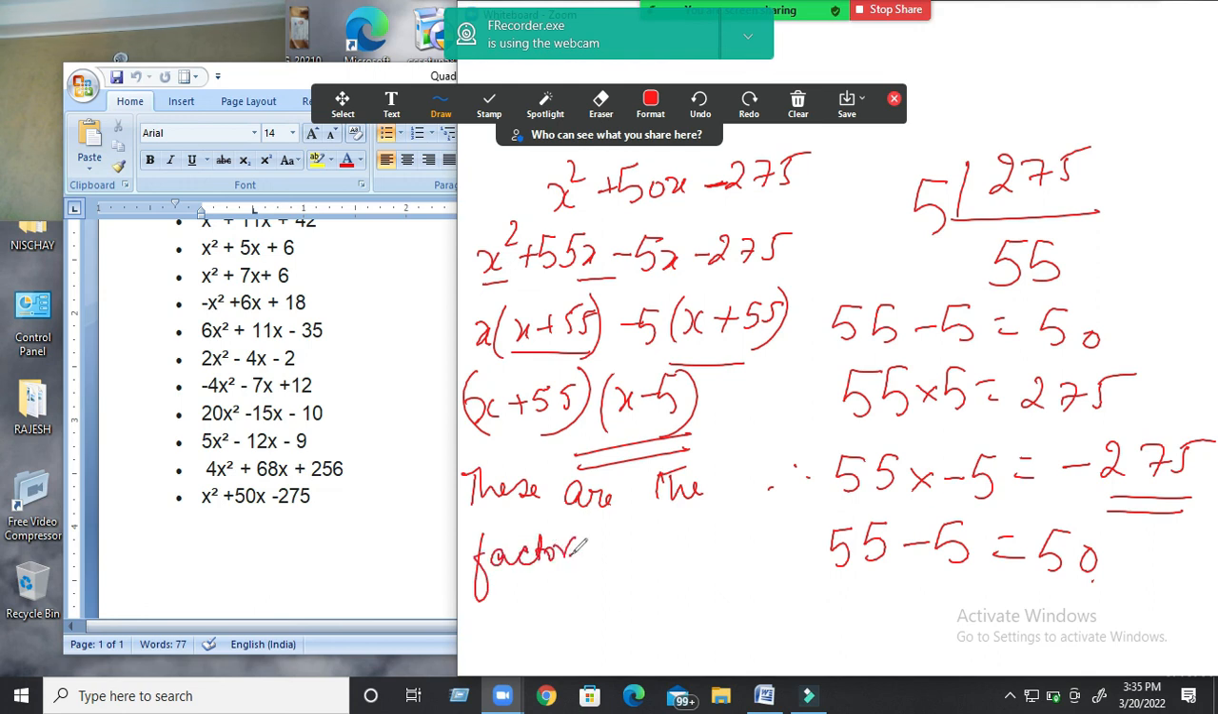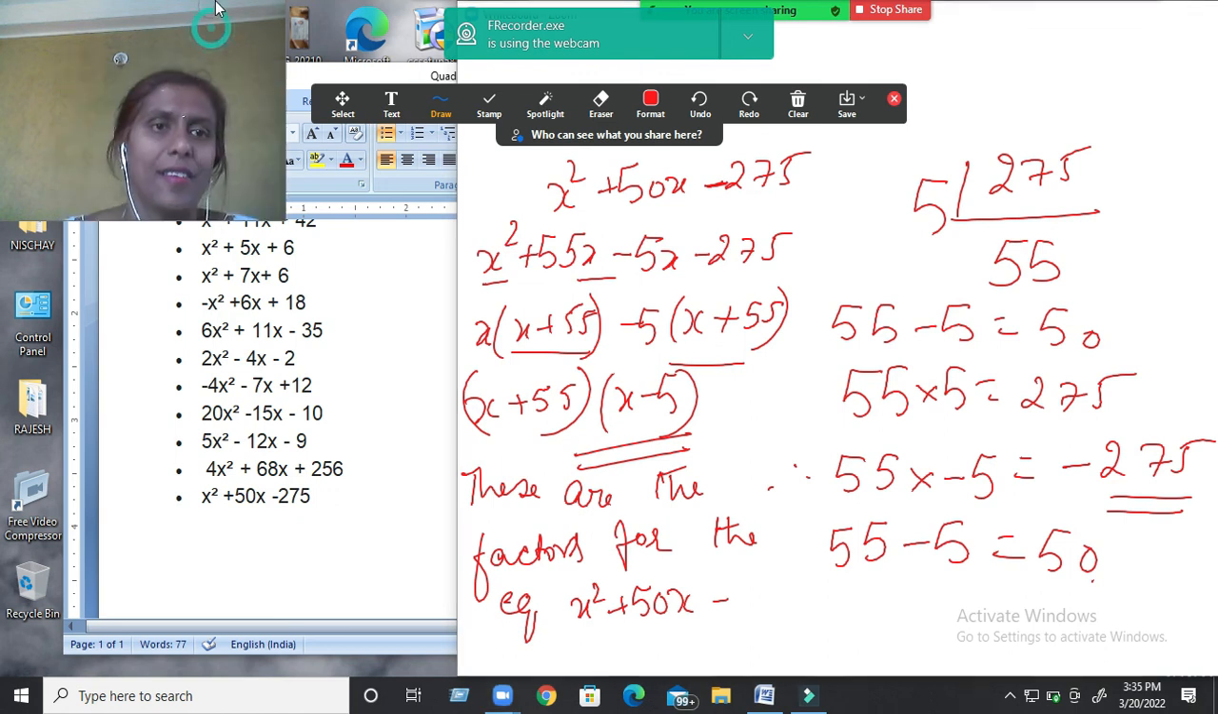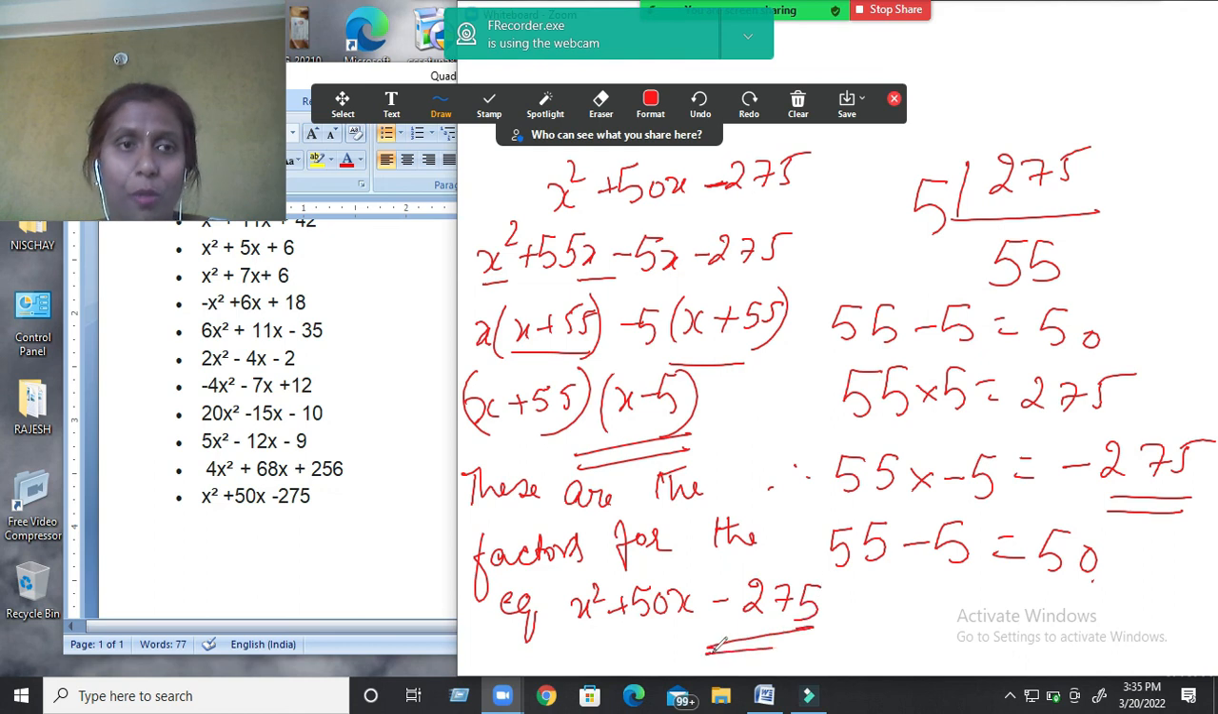Factors for the equation x square plus 50x minus 275. Yes, my screen was not shown, so my face was not shown.